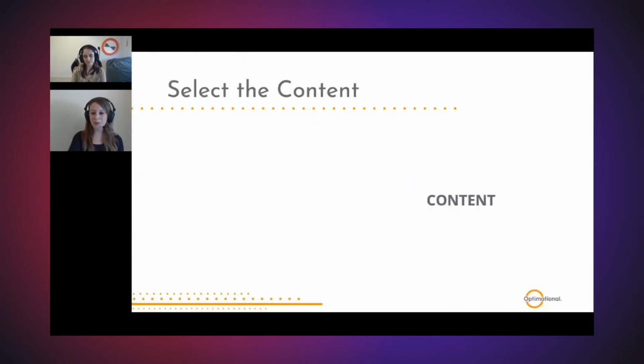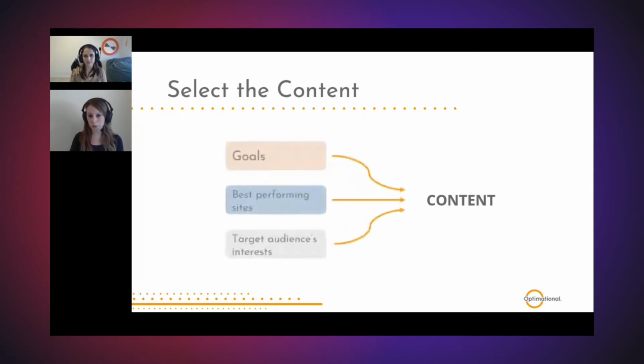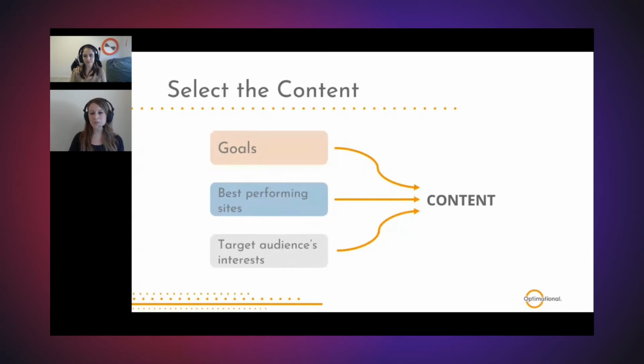And this last point paves the way for me to talk about another piece of this whole process, which is the selection of the content to be localized, transcreated, or translated, for instance. Now, when selecting the content to be translated, transcreated, or localized, some of the things that should be kept in mind are the goals, of course, what the best performing content is, and your target audience's interest.